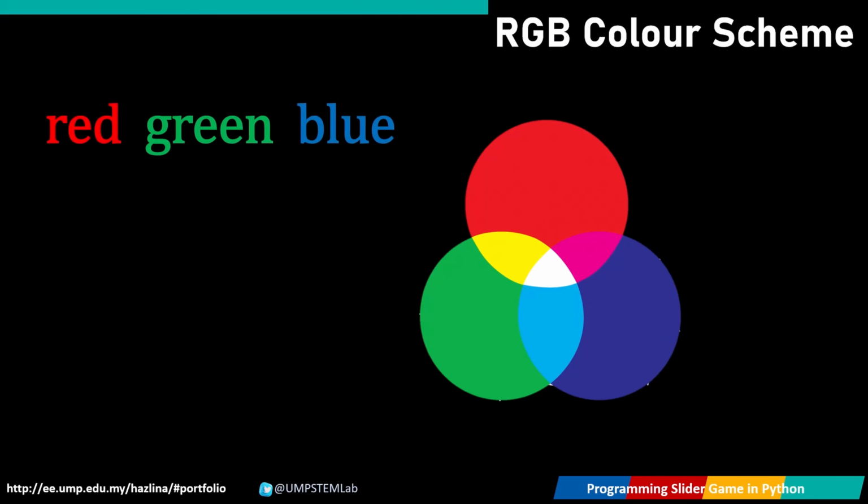In the world of digital color, understanding RGB is fundamental. RGB stands for red, green, and blue. These are the primary colors used to create a wide spectrum of colors on screens and displays. Think of RGB as the building block of digital colors.